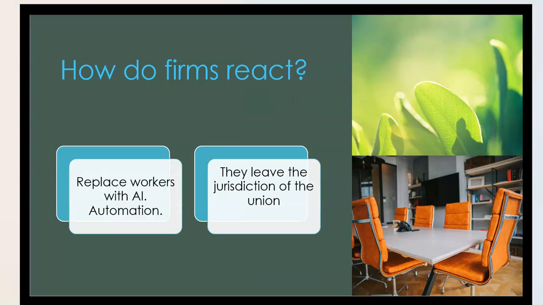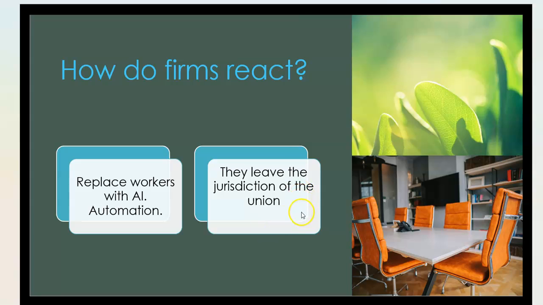Now, how do firms react to all of this? Well, firms have two things that they can do. This is very popular. I hope it never happened to you, but sooner or later it seems to be happening to people. The company replaces the workers with an automation or some sort of artificial intelligence program. So, think for instance of how hard it is sometimes to get a live person because you have to go through an AI that vets you. Before it used to be a person who vetted you, but now it's an AI and it drives us all crazy. The second thing that they can do is leave the jurisdiction of the union.